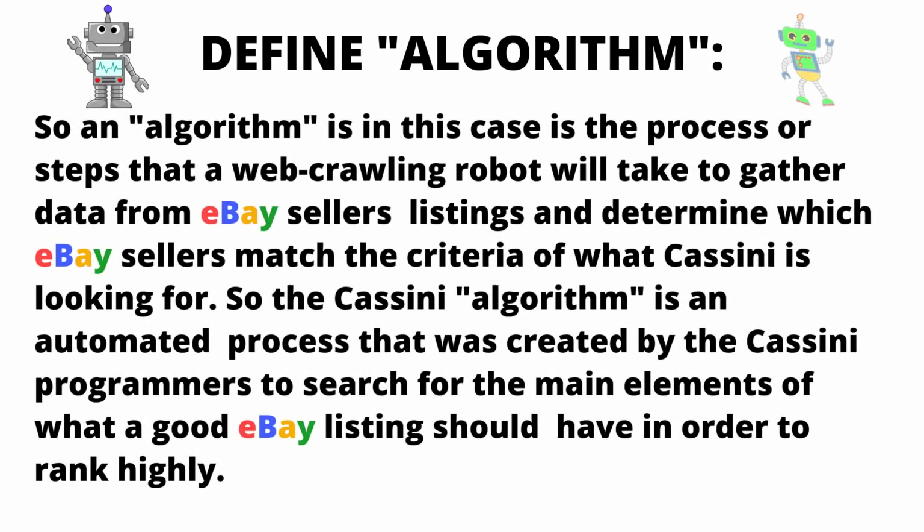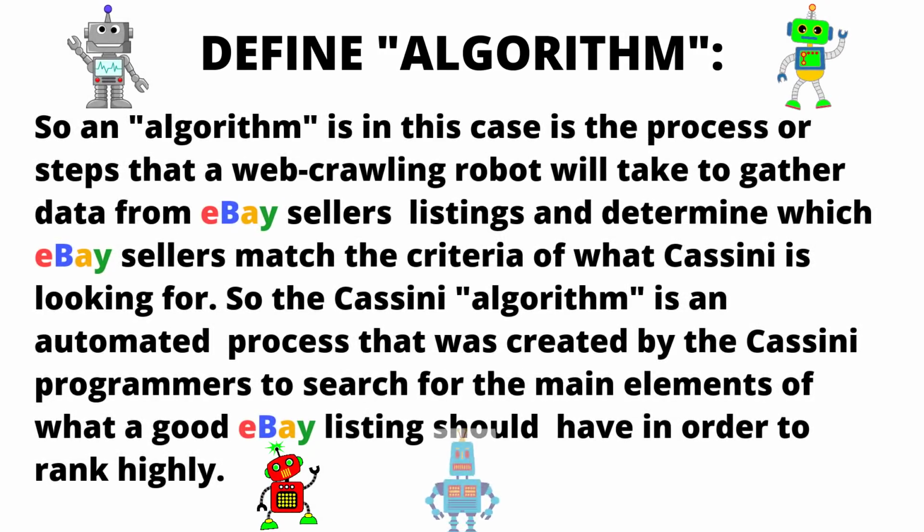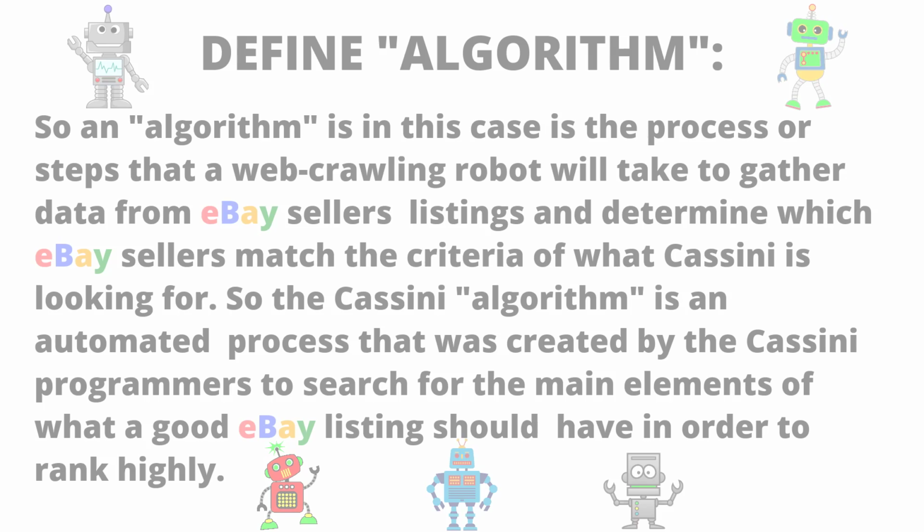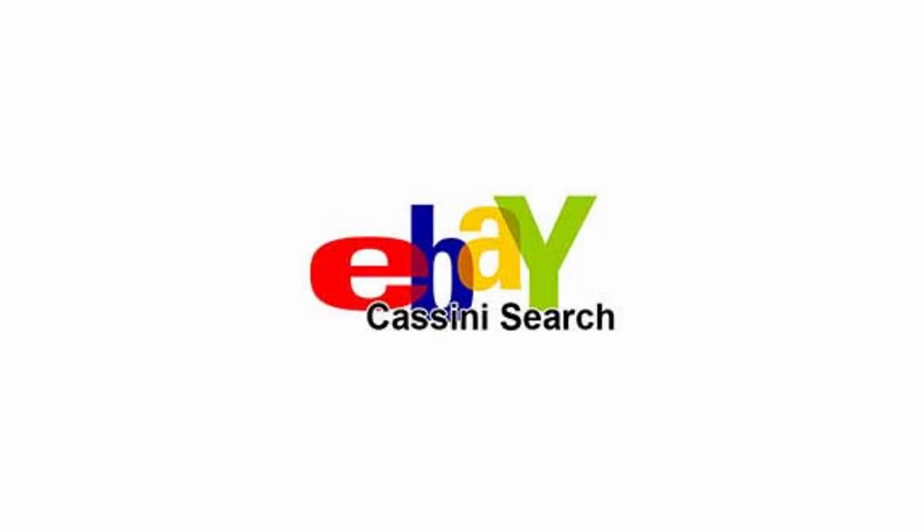An algorithm in this case is the process or steps that a web crawling robot will take to gather data from eBay sellers' listings and determine which eBay sellers match the criteria of what Cassini is looking for. So an algorithm is an automated process that was created by the Cassini programmers to search for the main elements of what a good eBay listing should have in order to rank highly. Okay, so what is eBay Cassini and what is their algorithm looking for?